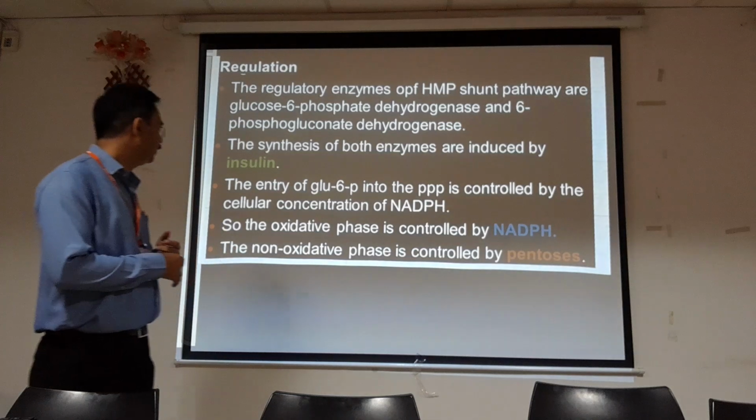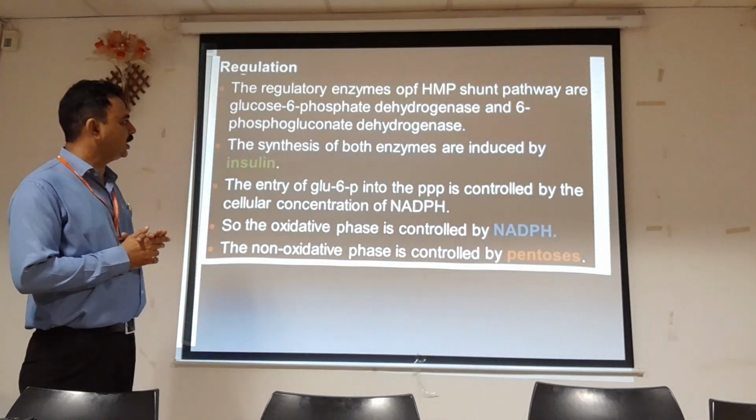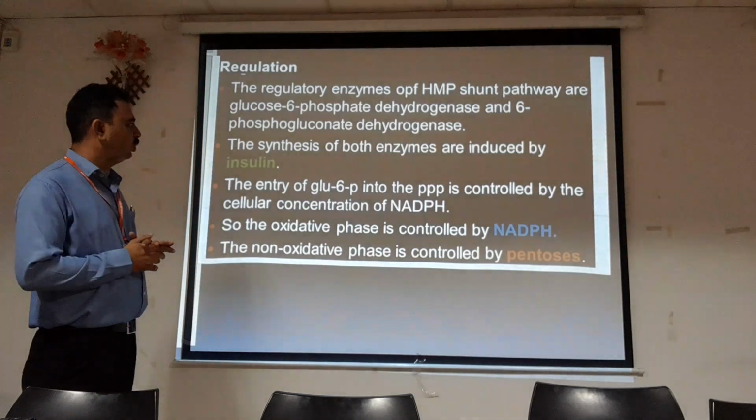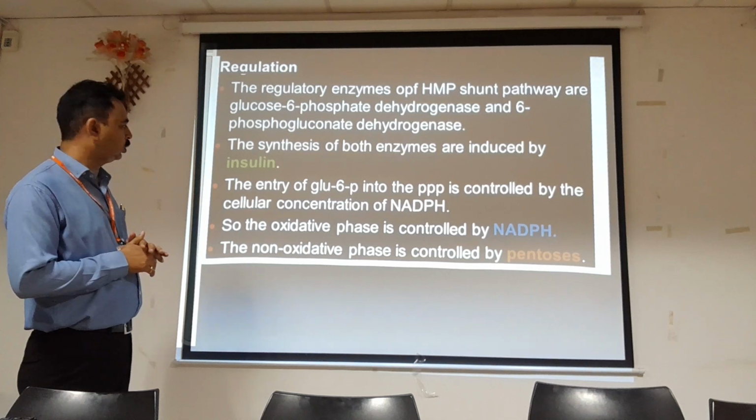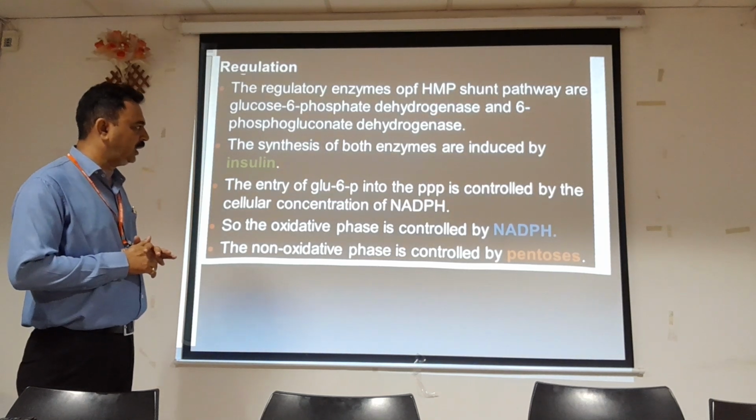The synthesis of both enzymes is induced by insulin. The entry of glucose 6-phosphate into the PPP is controlled by cellular concentration of NADPH.